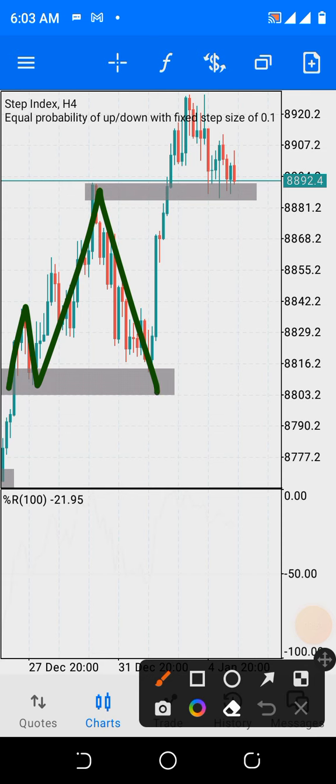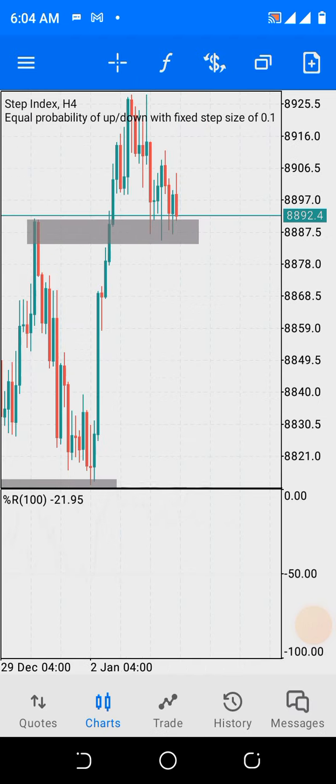Now here it breaks this resistance level, then it gets back to it. So here now this resistance level will serve as a support level and the price will move up. Do you understand?